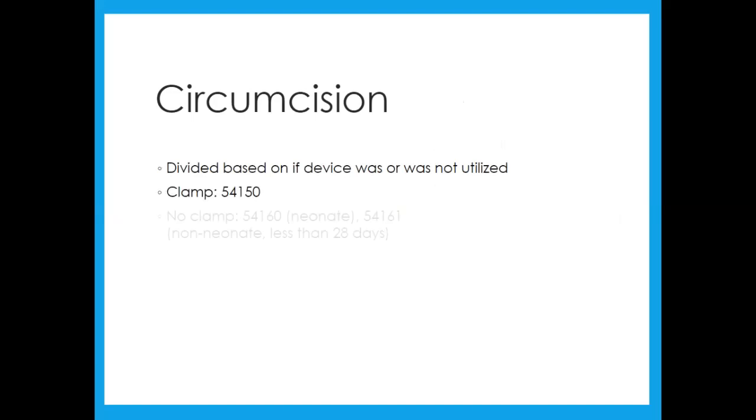Circumcisions. Circumcision descriptors now include a code for circumcision using a clamp or other device with a regional dorsal penile or a ring block. Circumcision codes are divided by neonate, which is 28 days or less, and older than 28 days. The clamp that is used for circumcision retracts the foreskin while it is being trimmed. Excision of the foreskin without clamping is typically sutured after the removal.